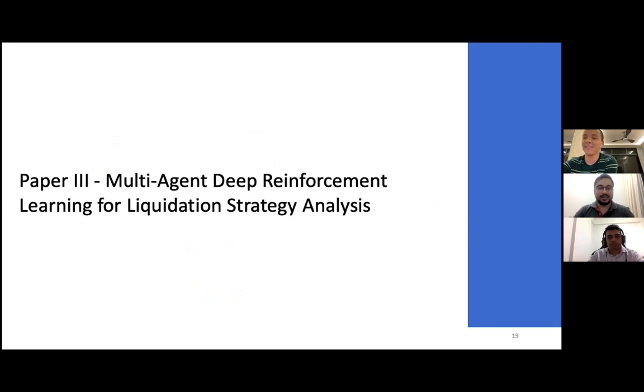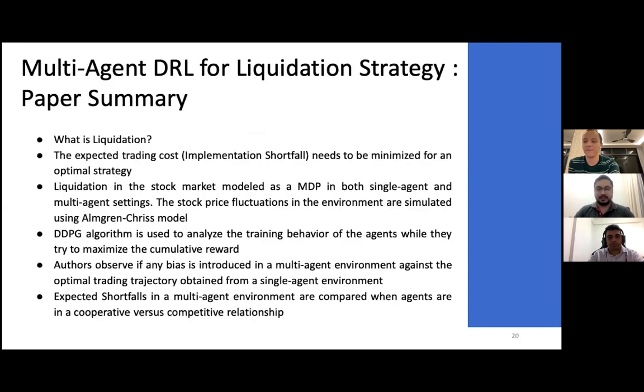Hi, I'm Preetham, and I'll be talking about the third paper, multi-agent deep reinforcement learning for liquidation strategy analysis. What do we mean by liquidation? Liquidation is the process of selling a large number of shares of a single stock sequentially in the market, and we have to take into consideration the risk aversion that a particular liquidator has, and the costs and the risks that might arise when he is doing the trades.